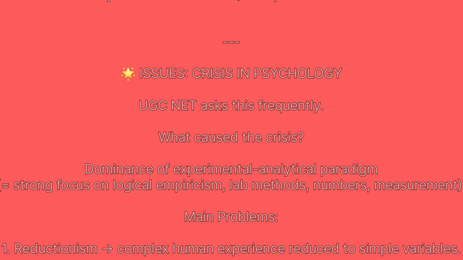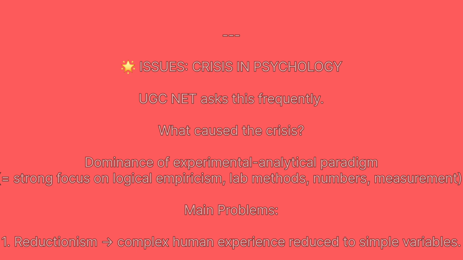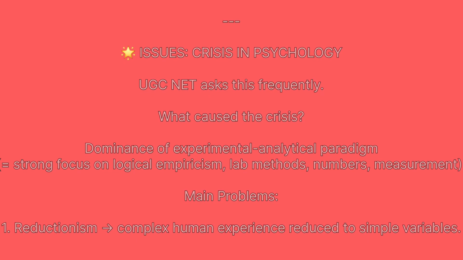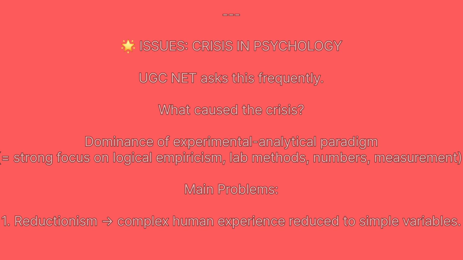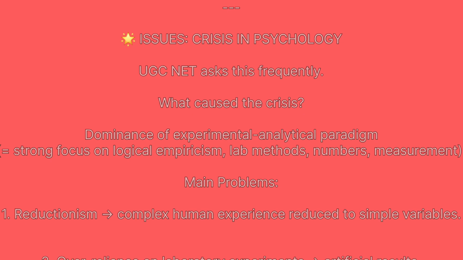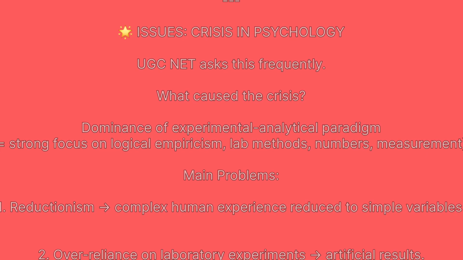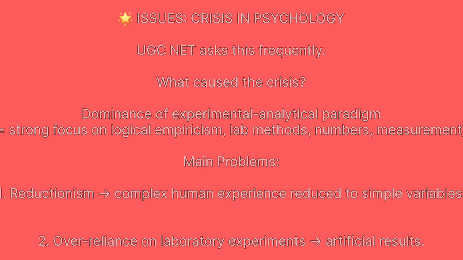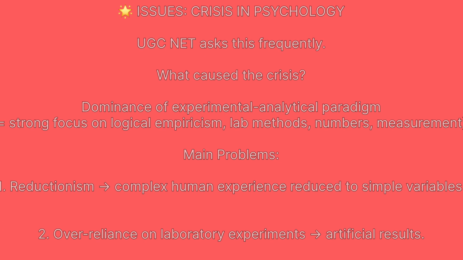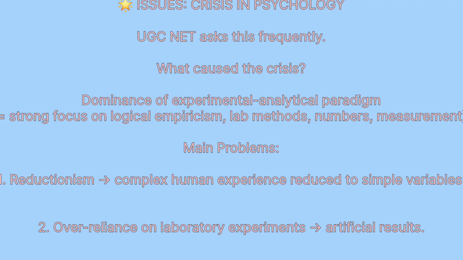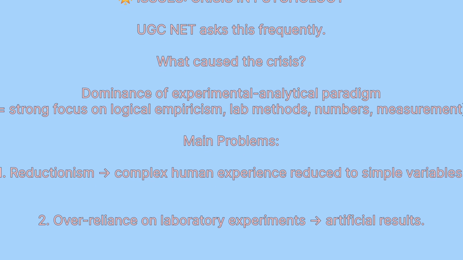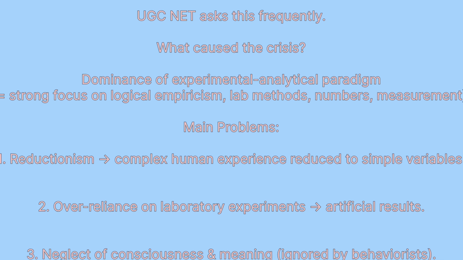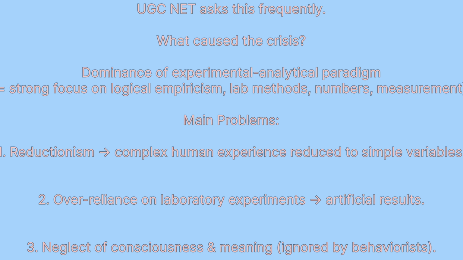So the main problem, the first point, is reductionism. Complex human experiences were reduced to simple variables. So they started to focus on variables. Reducing any complex thing is like descending order, 10 to 1. Similarly, they reduced the big complex problems of humans or experience into simple variables. The second point: over-reliance on laboratory experiments equals artificial results. They relied totally on the laboratory, plus the artificial results.